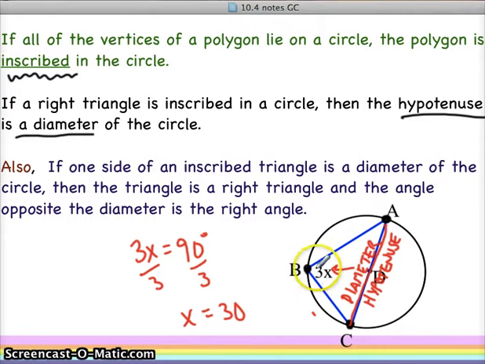So if you notice a triangle inscribed in a circle, and one of the sides of the triangle is a diameter, like shown here, then that diameter is also the hypotenuse. So then the angle across from it will be 90 degrees, a right angle.